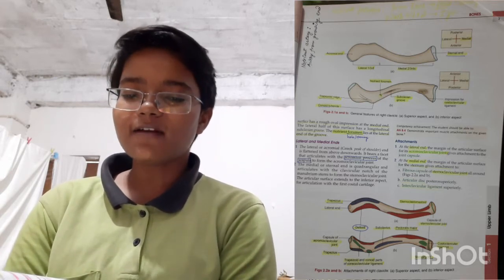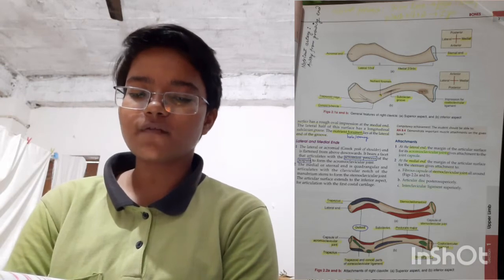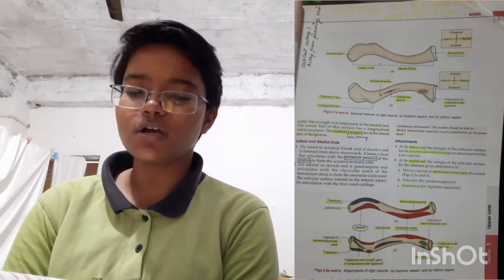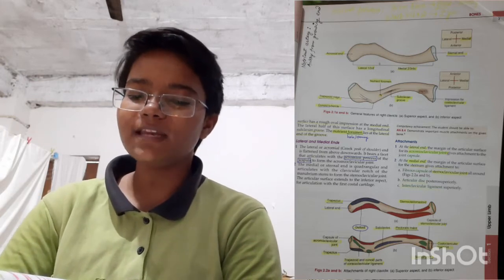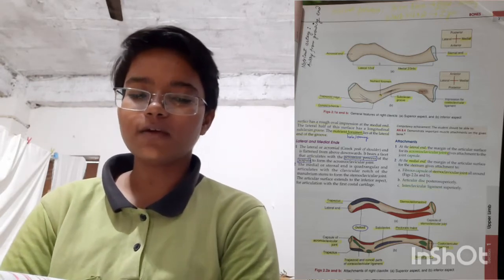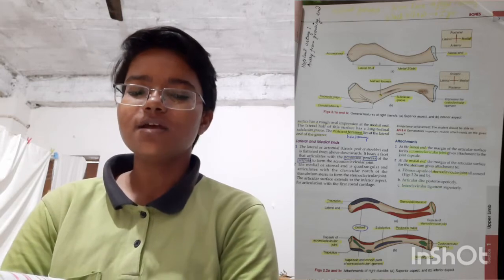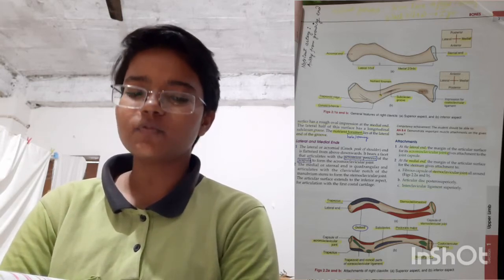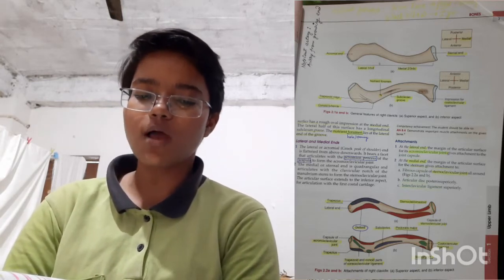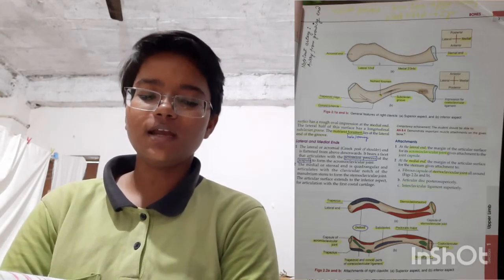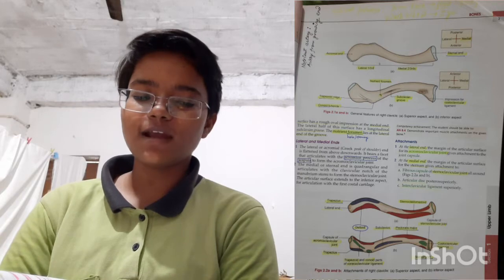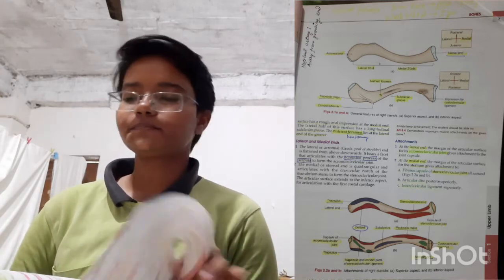Attachments. At the lateral end, the margin of the articular surface for the acromioclavicular joint gives attachment to the joint capsule. At the medial end, the margin of the articular surface for the sternum gives attachment to the fibrous capsule of the sternoclavicular joint all round. The articular disc posterior-superiorly, interclavicular ligament superiorly.